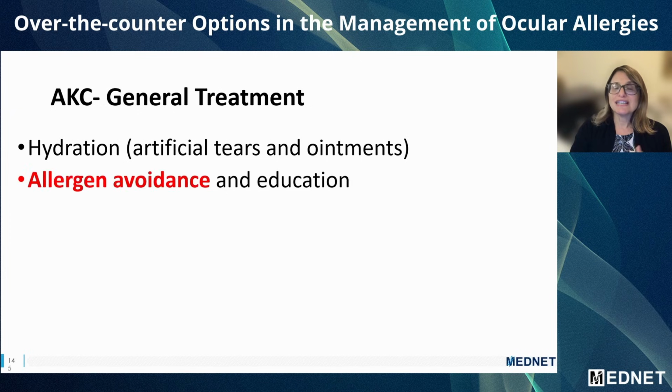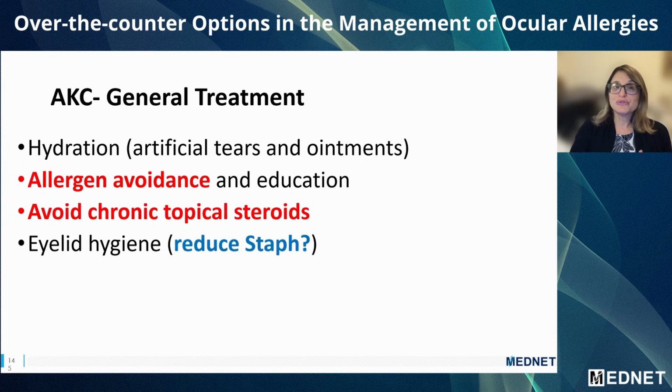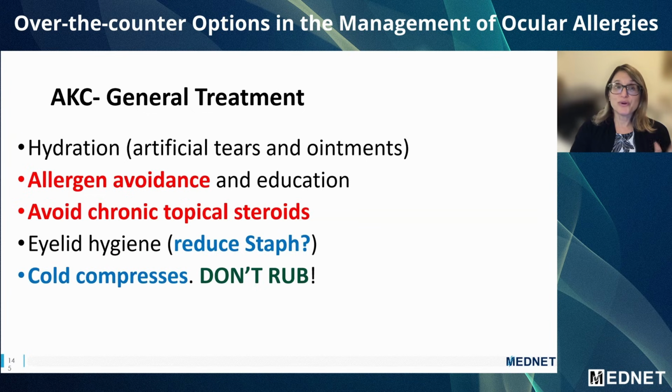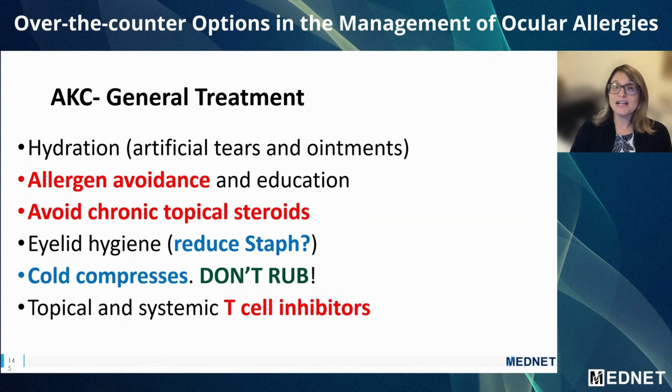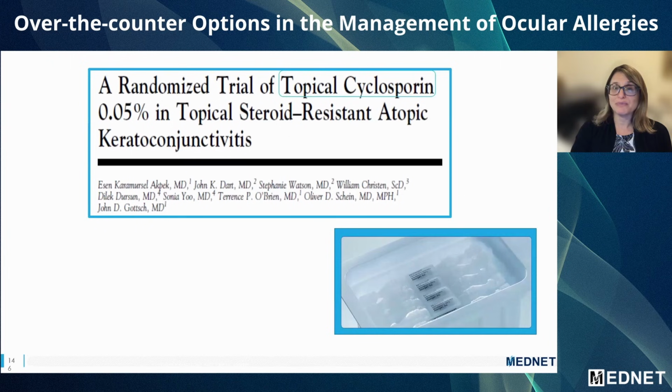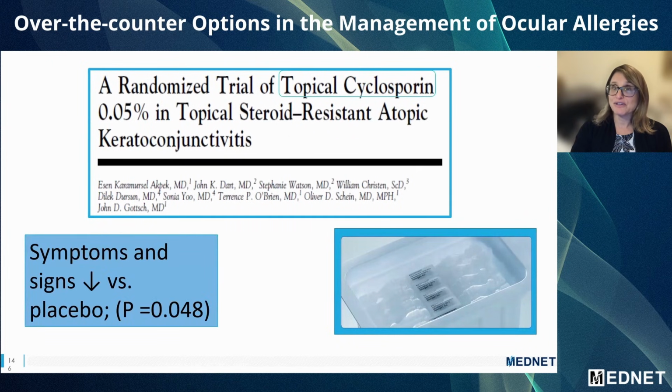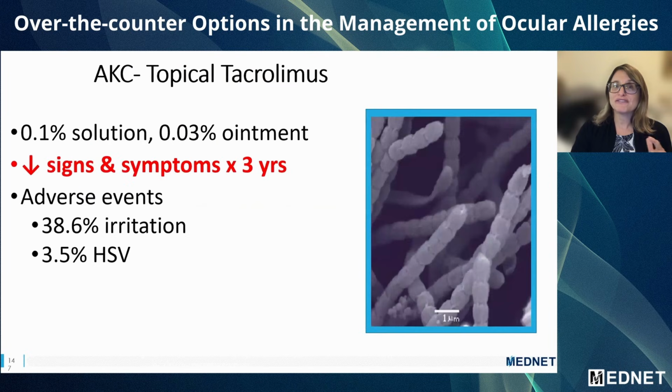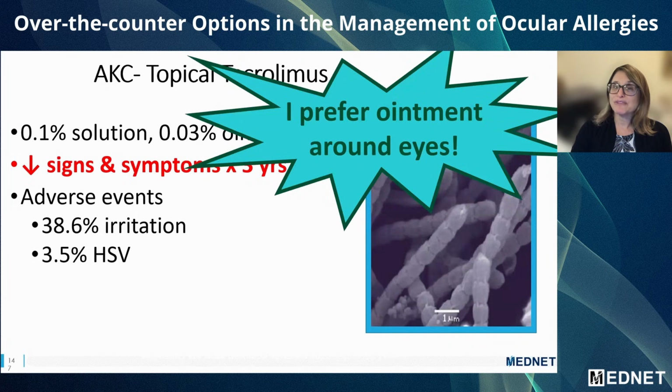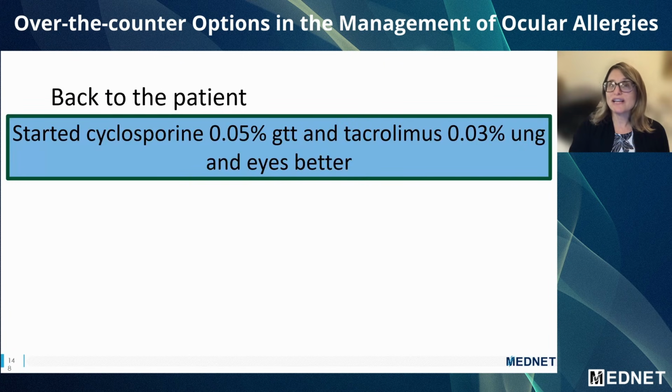And so the general treatment is to, again, flush out the allergens with lubricating drops, to avoid the allergens, to avoid chronic topical steroids, to try to reduce staph load, maybe with something like eyelid hygiene, to go for cold compresses and avoid rubbing the eye, but really to go for T cell inhibition. And we have a lot of different ways to approach that. We have topical cyclosporins in various concentrations that are available. We have topical tacrolimus that can be made into an eye drop, but I really prefer ointment around the eyes because the topical tacrolimus eye drop can have side effects like burning. And so that's what I did in our patient.